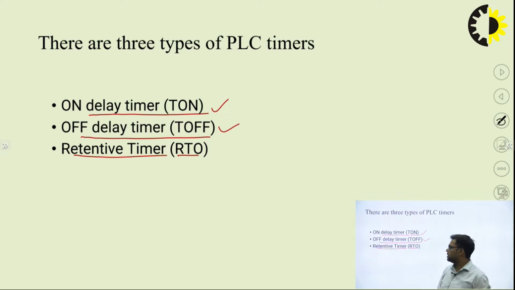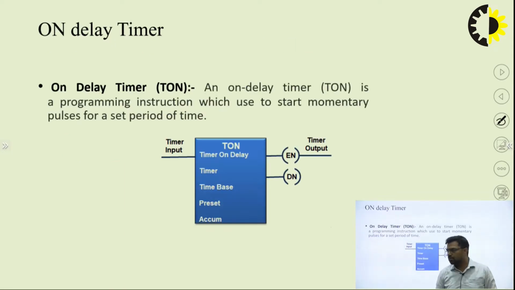So these are the 3 types of timers, and they are put in the system according to the process, what kind of process is going on. On delay or off delay timers we put in a very small process, but we generally use the retentive timer in a very large industrial process, where precise measurement of the system is going on. So let's discuss the different timers one by one. First one is the on delay timer.